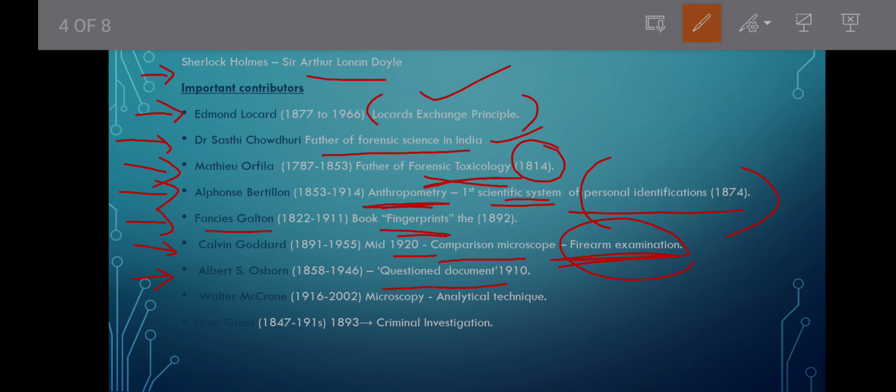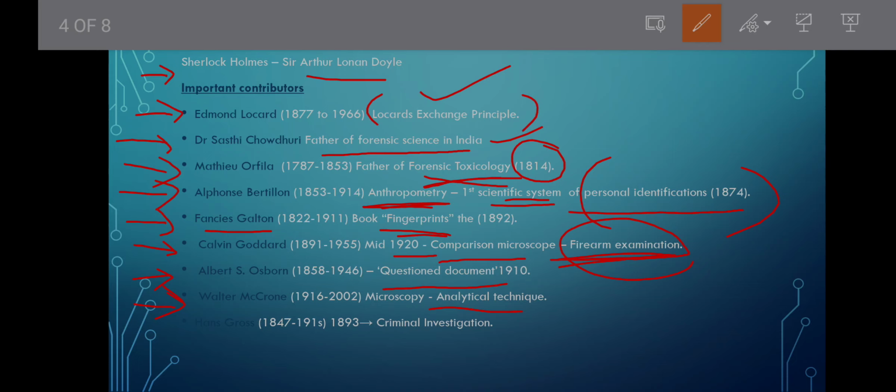And next, moving on to Walter McCrone, from 1916 to 2002. He was an American chemist who worked extensively on the application of polarizing light. Like we have this polarized light microscope, right? Sometimes he is characterized as the father of modern microscopy. He gave analytical techniques and all that, so he was also a big contributor.